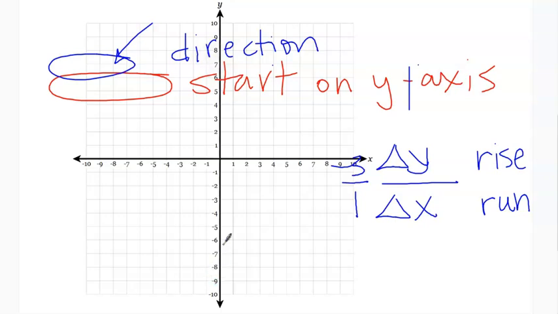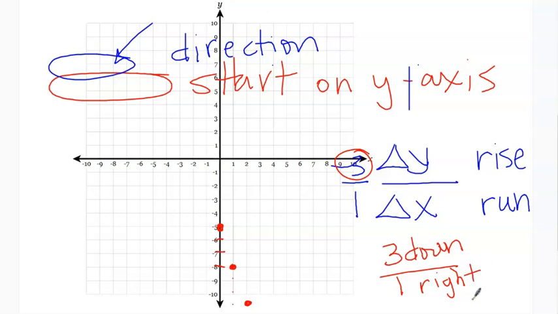Starting at -5, I'm going to rise -3, 1, 2, 3 down, and run +1, 1 to the right. 1, 2, 3 down, and 1 to the right. 3 down, 1 right.